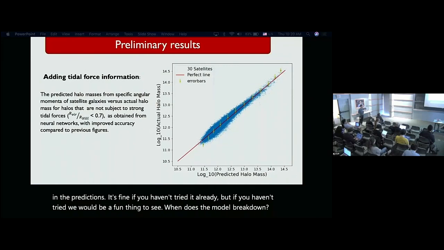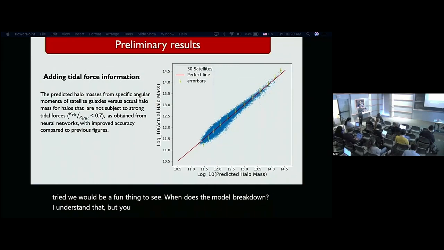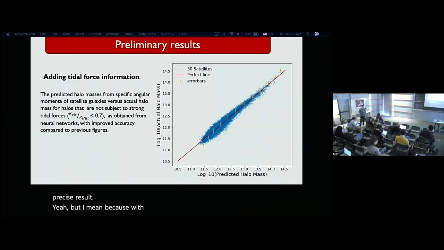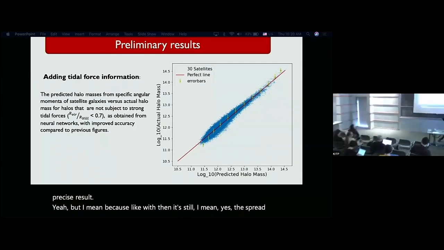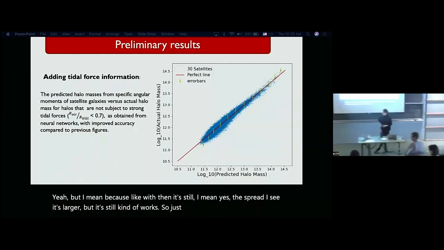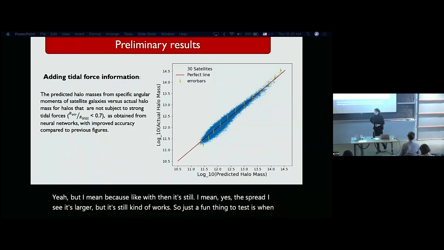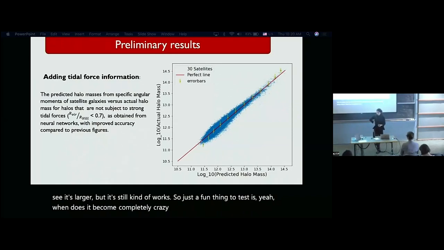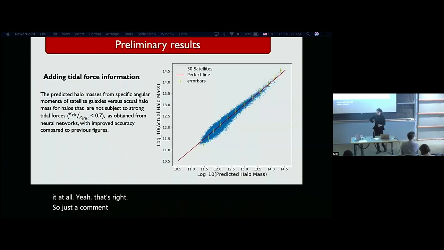I understand that, but I think if I remove more data, I cannot get a more precise result. Yeah, but with 10, yes, the spread is larger, but it still kind of works. So just a fun thing to test is when does it become completely crazy? Yeah, like we don't want to trust it at all. Yeah, that's right. So just a comment for the future, I guess.